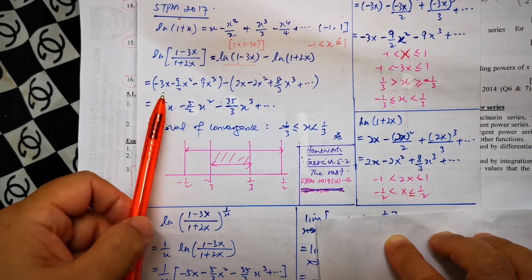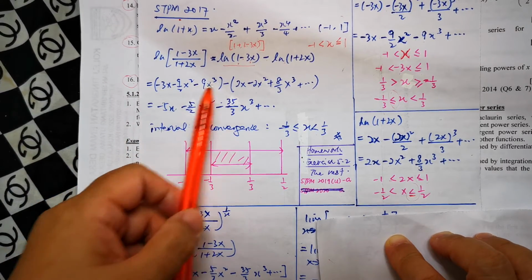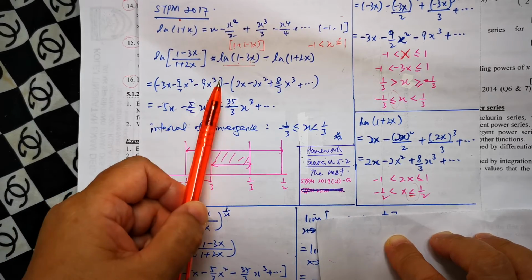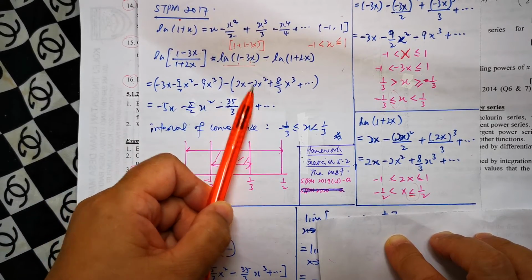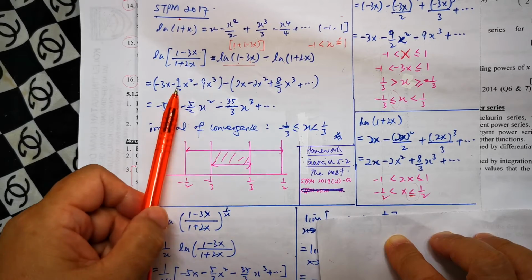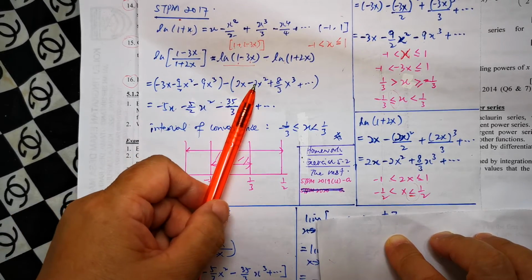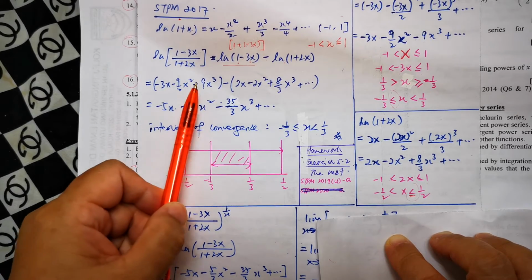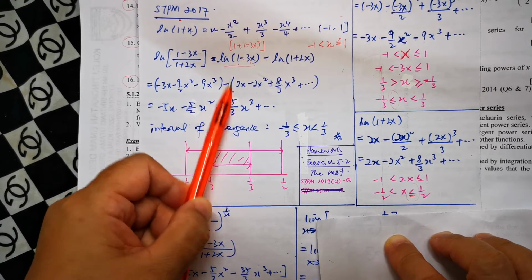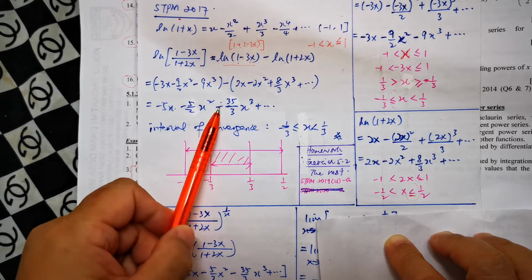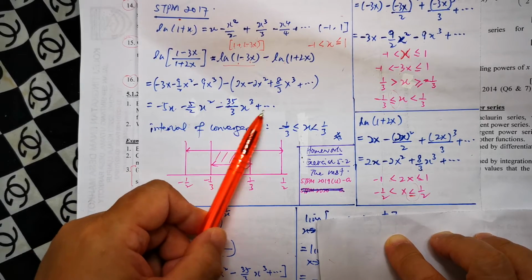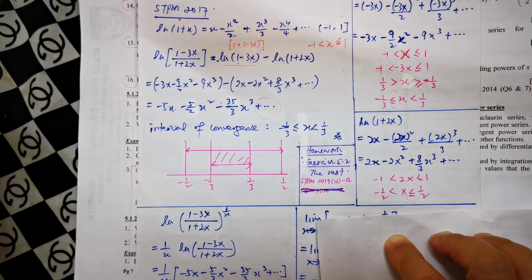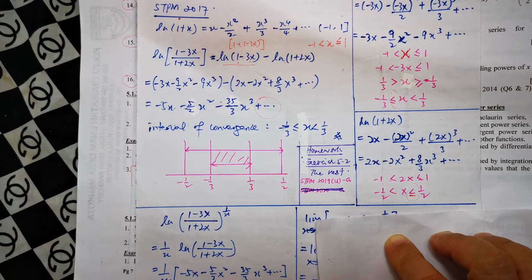Then again simplify. So, −3x − 2x is −5x. Then −9/2 x² minus plus 2x², so negative 9/2 x² plus 2x² gives negative 5/2 x². Then negative 9x³ minus 8/3 x³, so it's negative 35/3 x³ and dot. Don't forget your dot or else you will lose 1 mark.